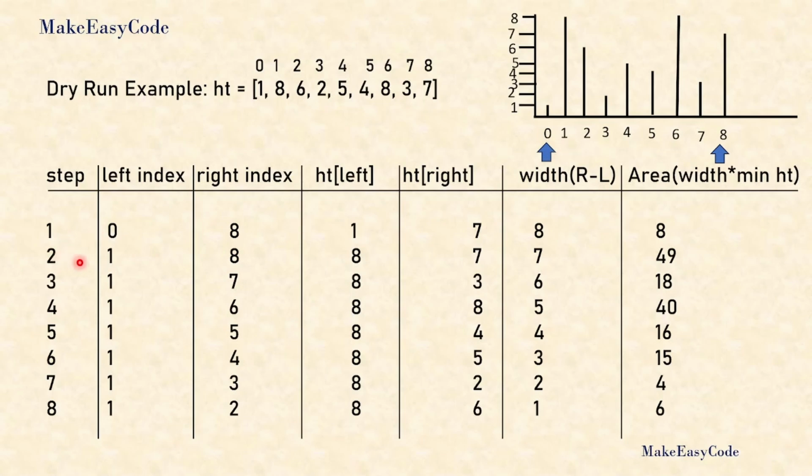Now at step 2, our left index is 1 and right index is 8, and values are 8 and 7, and width becomes 7. This is 8 minus 1, that is 7, and our minimum height is 7. So our new area becomes 7 times 7, that is 49.